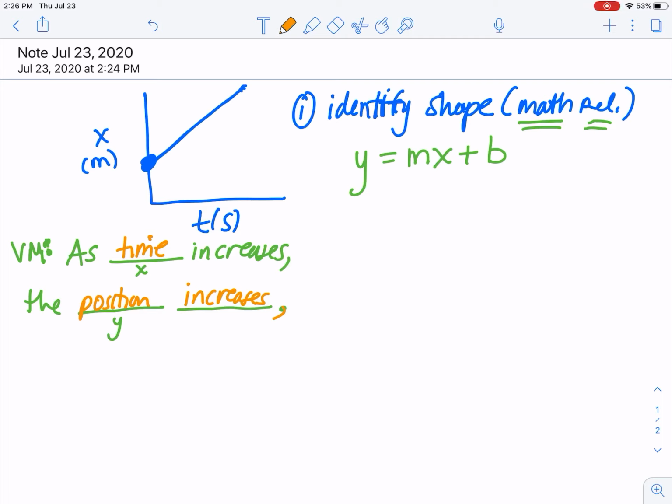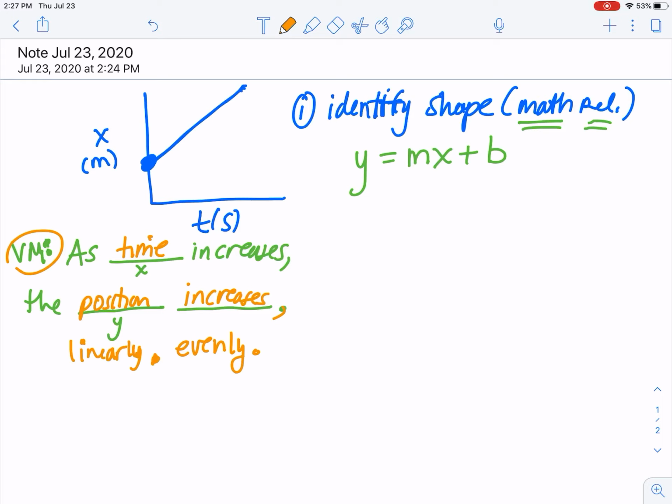And then sometimes you're going to want to add a qualifying word. Like in this case, we could say linearly, or proportionally, but it's not really proportional in this case. Evenly might be okay. Something to indicate that it's a line. So that's how your verbal model is going to read.